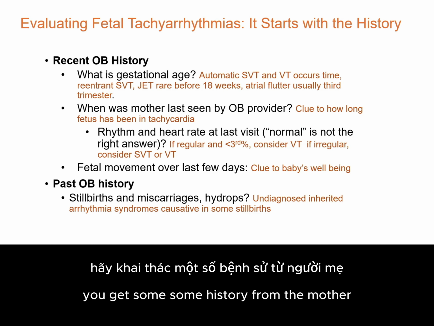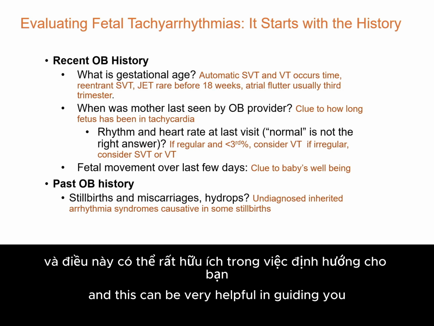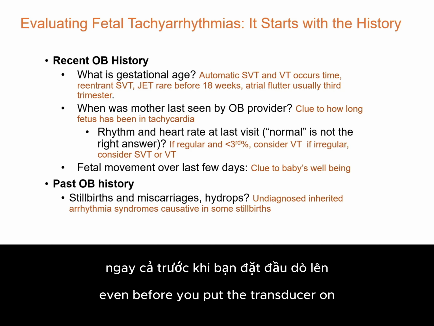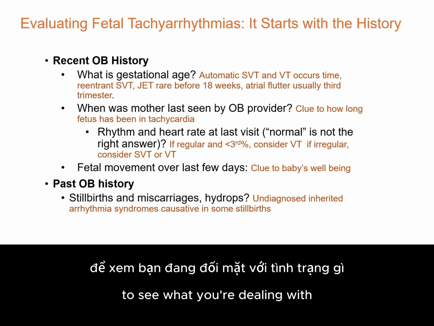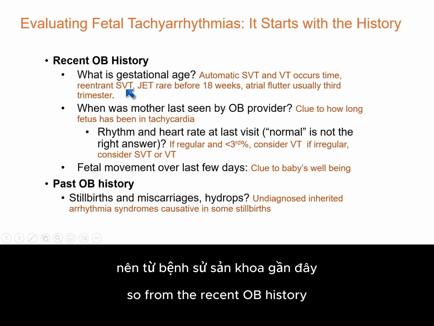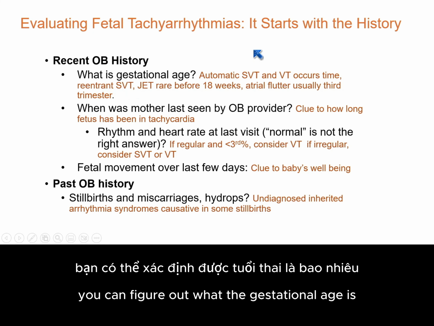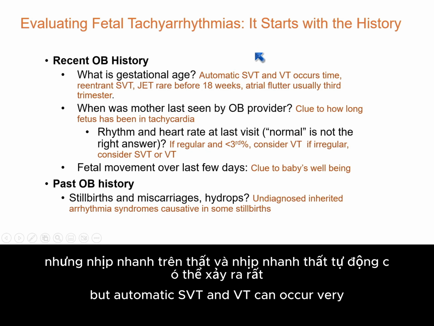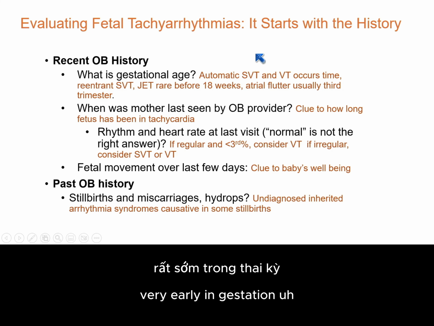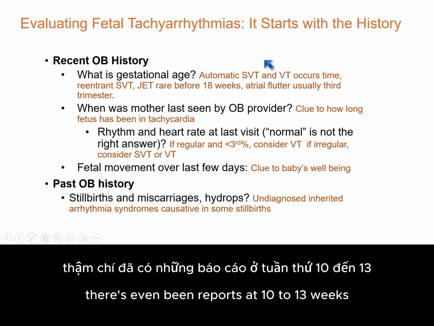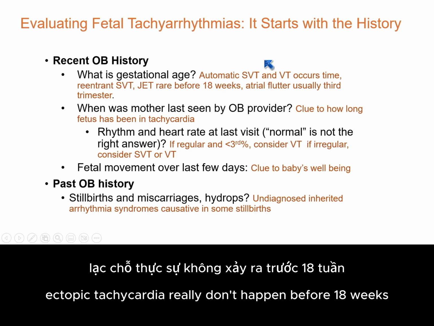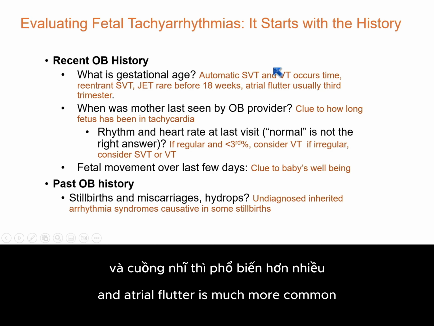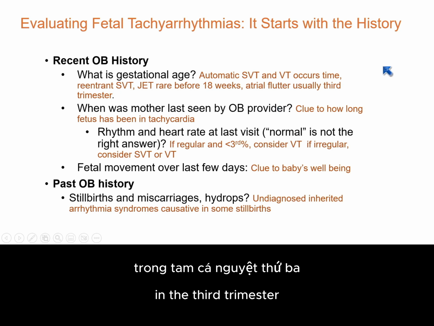You get some history from the mother, and this can be very helpful in guiding you even before you put the transducer on to see what you're dealing with. So from the recent OB history, you can figure out what the gestational age is, and it's interesting, but automatic SVT and VT can occur very, very early in gestation. There's even been reports at 10 to 13 weeks, while SVT and junctional ectopic tachycardia really don't happen before 18 weeks, and atrial flutter is much more common in the third trimester.